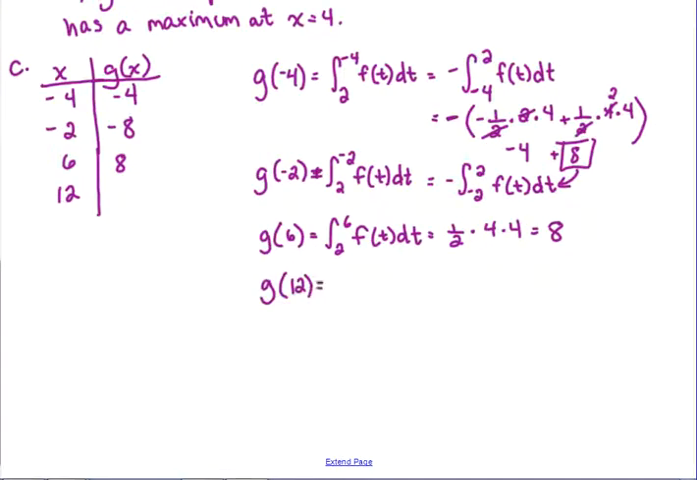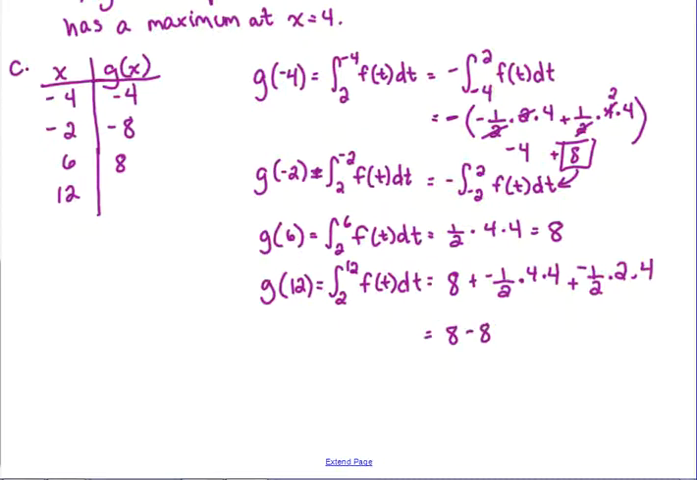And then finally g of 12. So from 2 to 12. Well, we just did 2 to 6, and 2 to 6 was 8. Plus from 6 to 10, we're under. So that's a -1/2 times a base of 4 times a height of 4, plus another -1/2 times the base of 2, the height of 4. We have two separate triangles down there. So we've got 8 minus 8 minus 4. So -4.